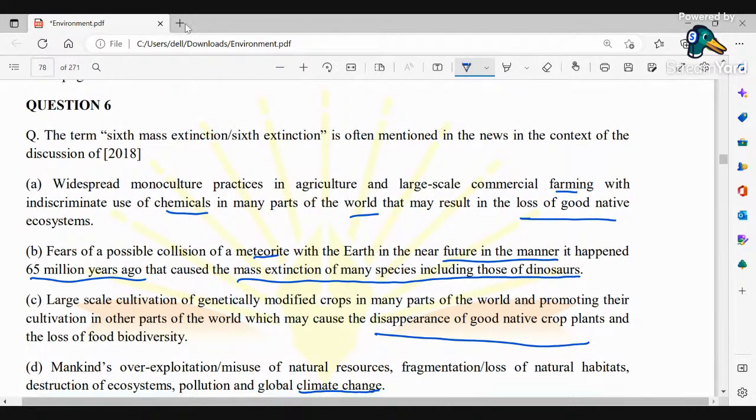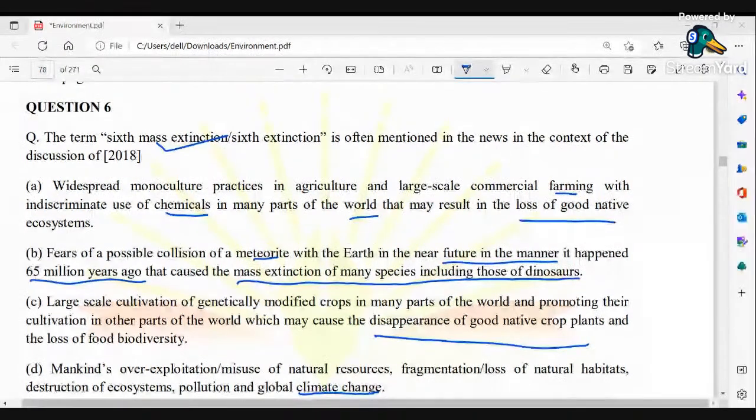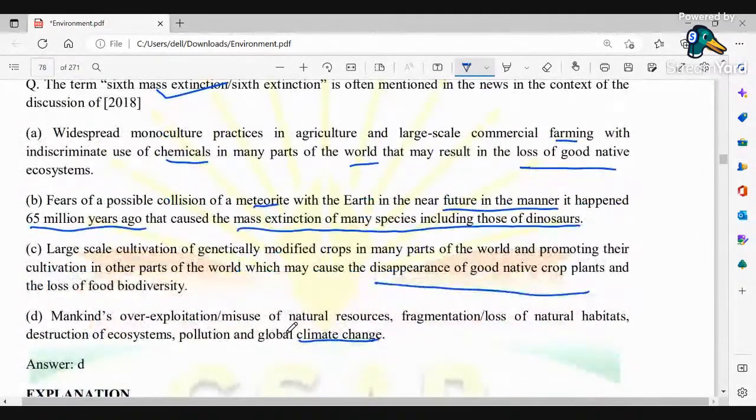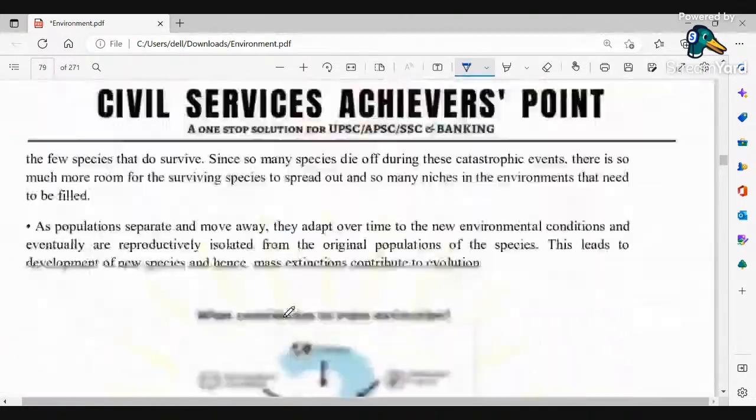So, anyone with the correct option saying about the sixth mass extinction over here? So, D is the correct option. Yes, it's basically saying about mankind's overexploitation, misuse of natural resources, fragmentation or loss of natural habitats, destruction of ecosystem, pollution, and global climate change. Okay, next.